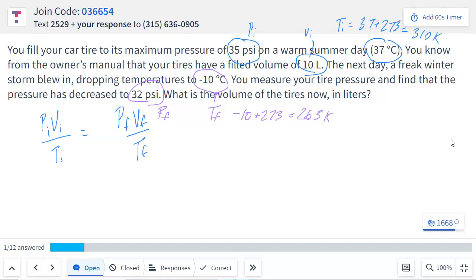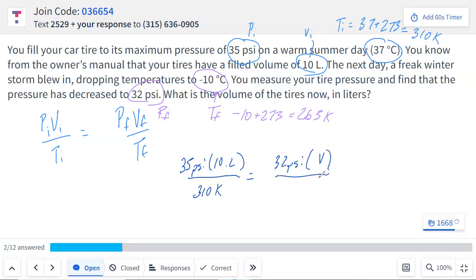So if I plug everything in here, I've got Pi is 35 psi, Vi is 10 liters, Ti is 310 Kelvin. And on the flip side, I've got 32 psi for the pressure, unknown for the volume, and 263 Kelvin for the temperature.